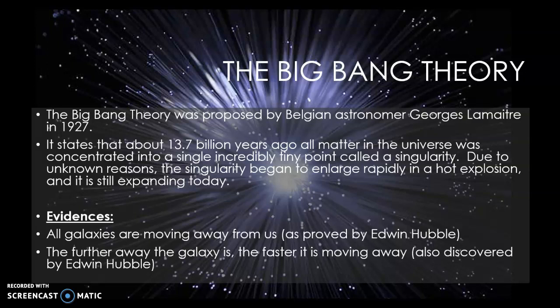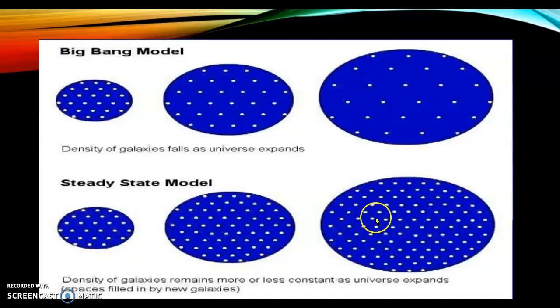The evidence that supports this was provided by Edwin Hubble, and it is that galaxies are moving away, and the further away the galaxy is, the faster it moves. So basically, the farther it goes, the quicker it's moving. Both of these were found by Edwin Hubble, who is also the creator and founder of the Hubble telescope. So these are two models that show it. In the Big Bang model, as you can see, the dots expand and get further apart. In the steady state model, the dots appear to stay in the exact same places. So in the Big Bang, the density of the galaxies falls as the universe expands and gets bigger, whereas it remains constant in the steady state.